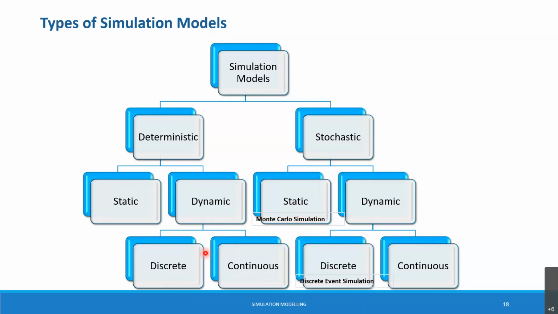Now, a dynamic model could be, again, where the static is, for example, I'll take an example of a structure. For example, I have a simply supported beam and I apply a load, and the load is fixed. Then I know how it behaves. So this is static.